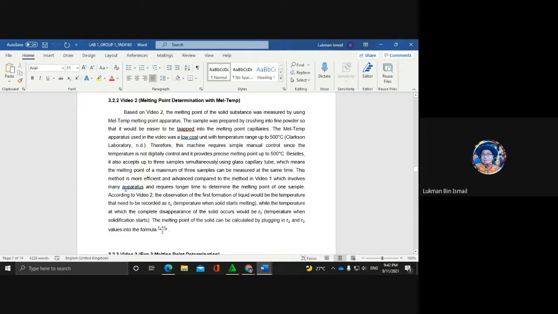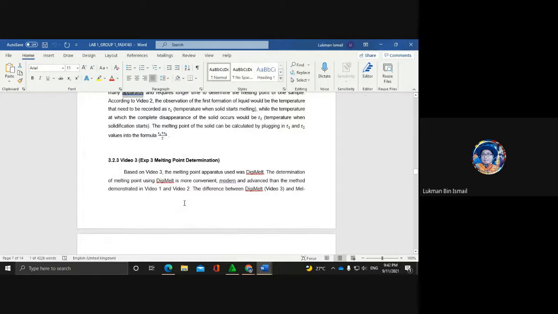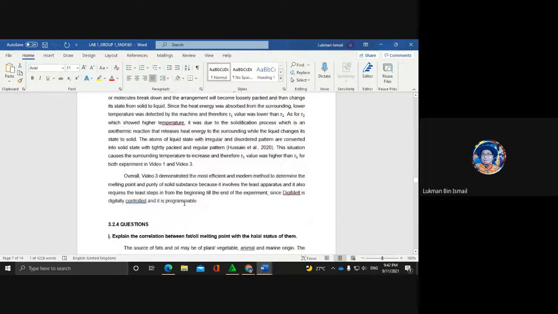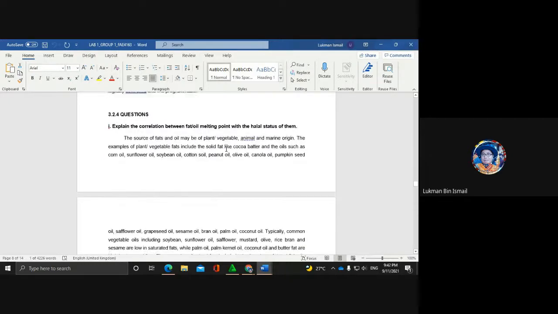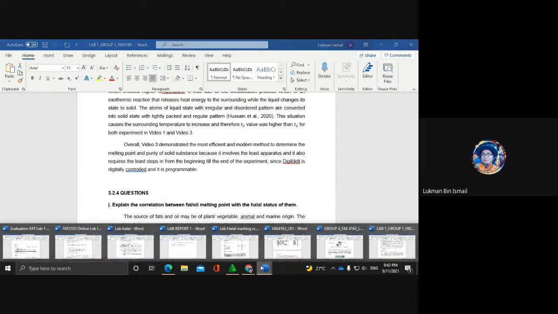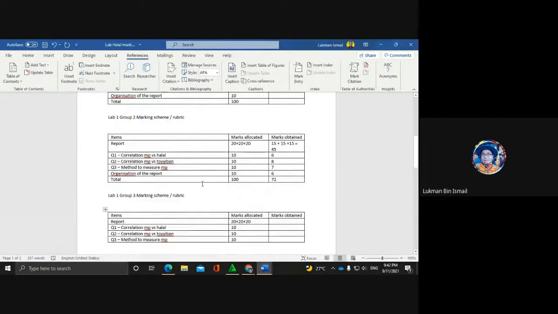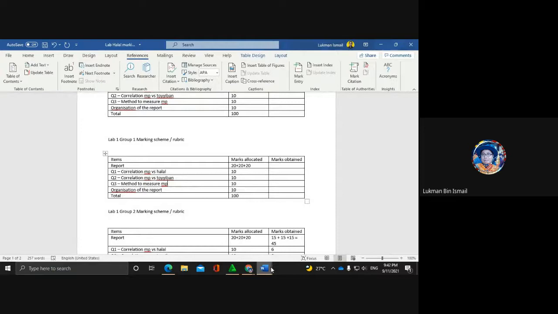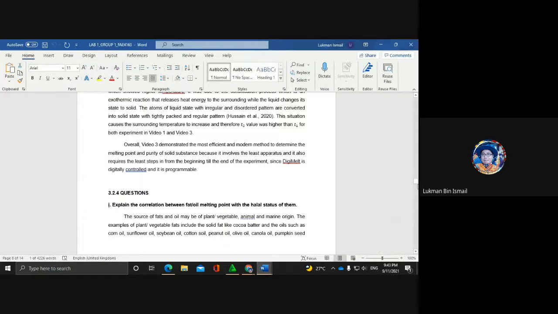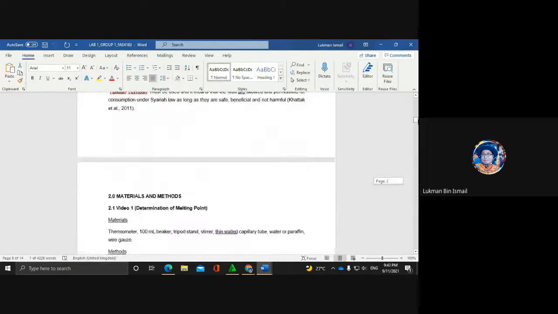Video 2, some mistake there. Apparatus, also some mistake, spelling mistake like this. Okay, so you explain everything with no reference to the photos. Yeah, you didn't include the photos. Question, okay, so let's see how much you earn for this. This is group 1, right? Is this group 1? Yes, group 1.